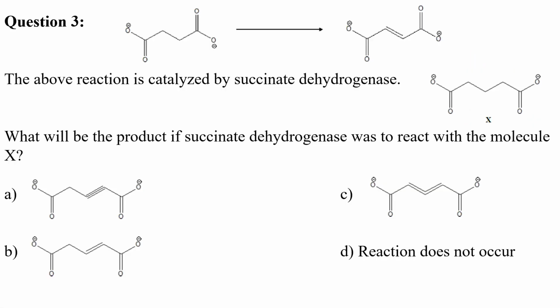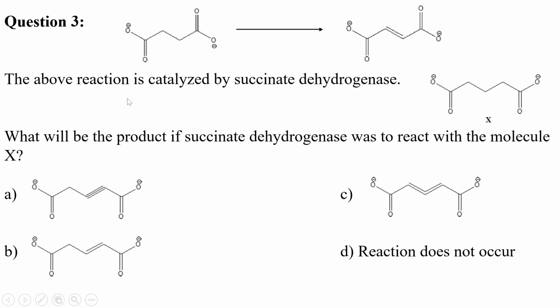Then we will move to the next question. Question number 3. The above reaction is catalyzed by succinate dehydrogenase. Here you can see the reaction happening. What is this? This is succinate or succinic acid. Succinate is getting converted into fumarate by succinate dehydrogenase.